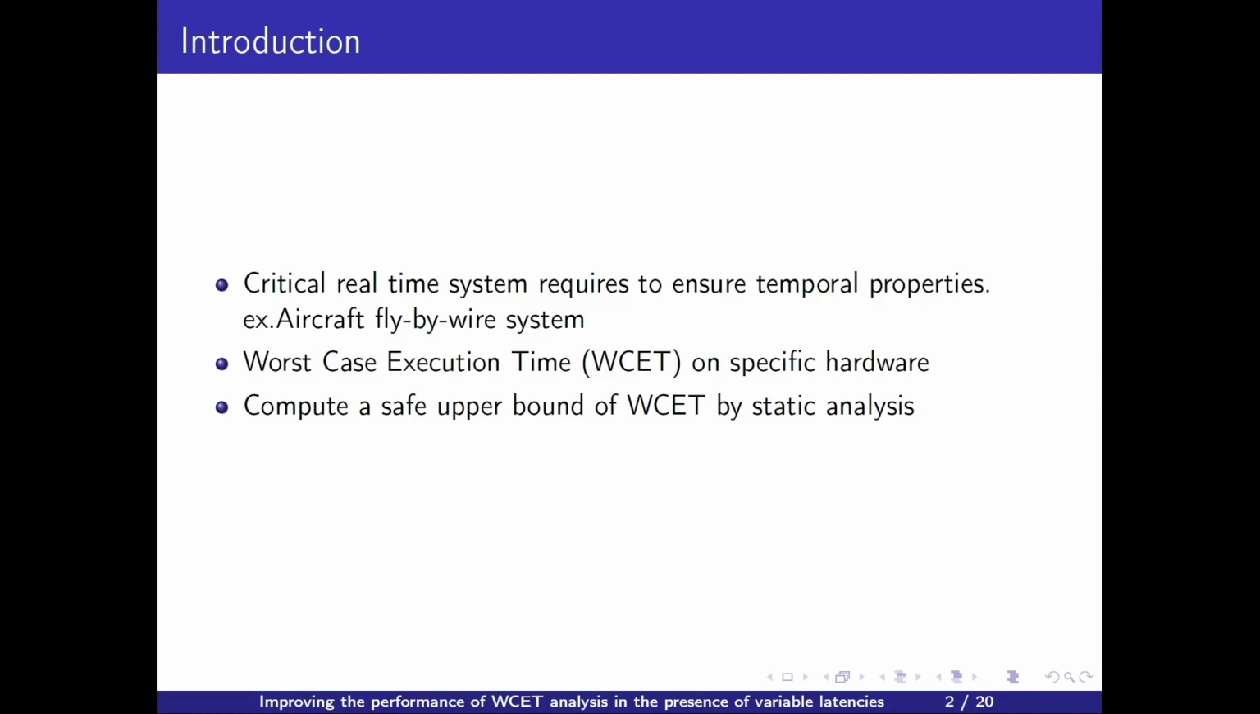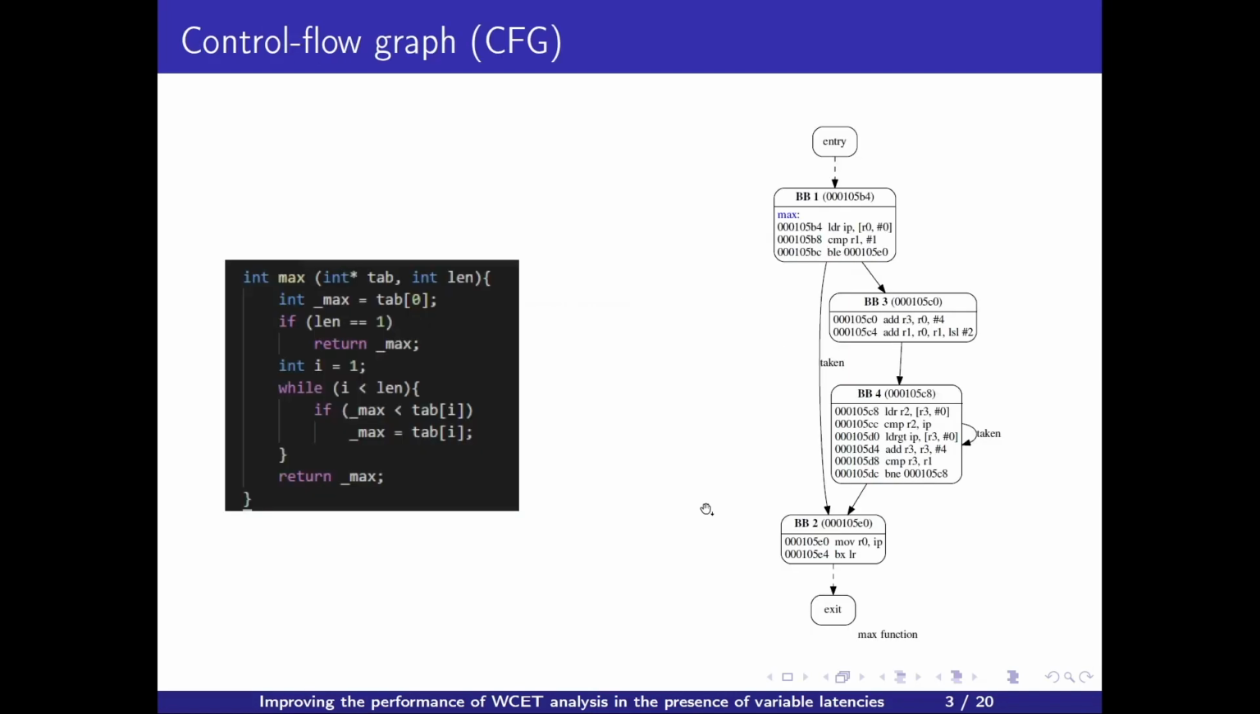To achieve that, one way is to compute the worst-case execution time, so-called WCET, of tasks by static analysis. The analysis must consider the hardware of the system and provide a safe upper bound of execution time in number of processor cycles. As we need the execution time in processor cycles, we have to work on assembly code. So we represent the program by a control flow graph.